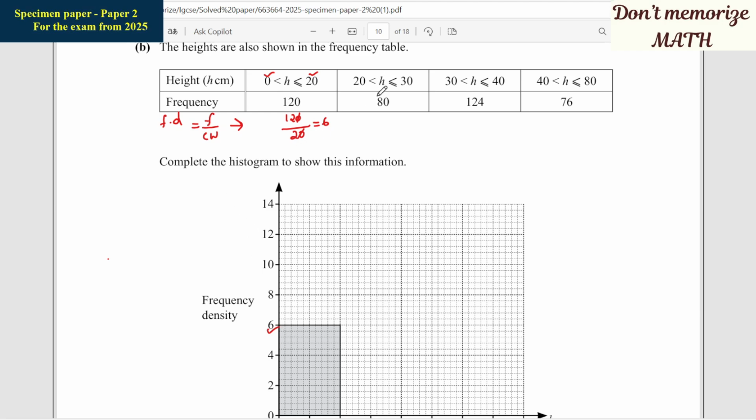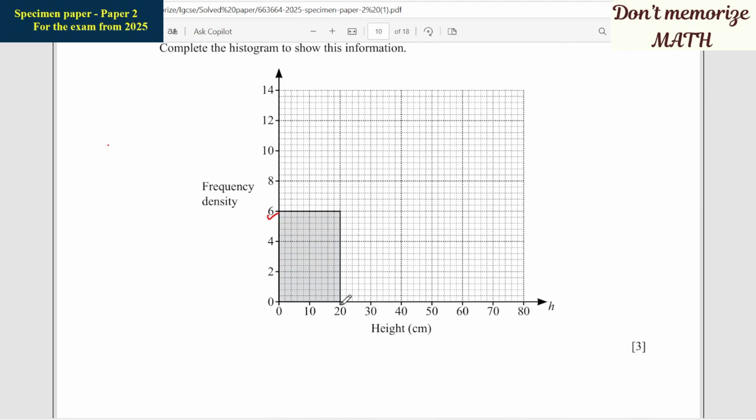Then for the next value, frequency is 80 over class width is 30 minus 20, that is 10. So cancel the 0, you will get a frequency density of 8. So the height is from 20 to 30. So for 20 to 30 we got a frequency density of 8. Okay. So use pencil and ruler and draw the graph.